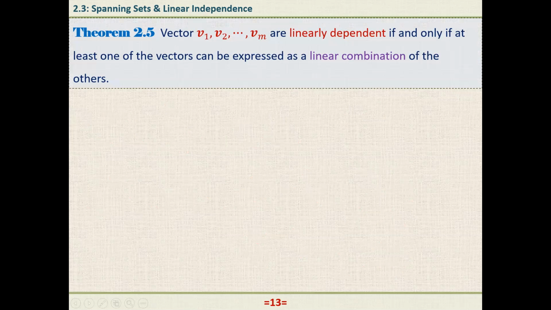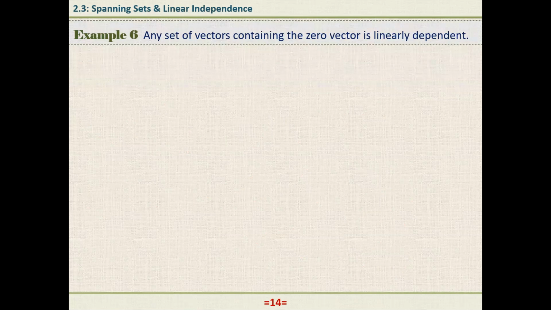So vectors v1, v2, and vm are linearly dependent if and only if at least one of the vectors can be expressed as a linear combination of the others. If you just show that one of the vectors can be expressed as a linear combination of others, then we can say that these are linearly dependent vectors. Okay, any set of vectors containing the 0 vector is linearly dependent. Any set of vectors containing the 0 vector is linearly dependent.